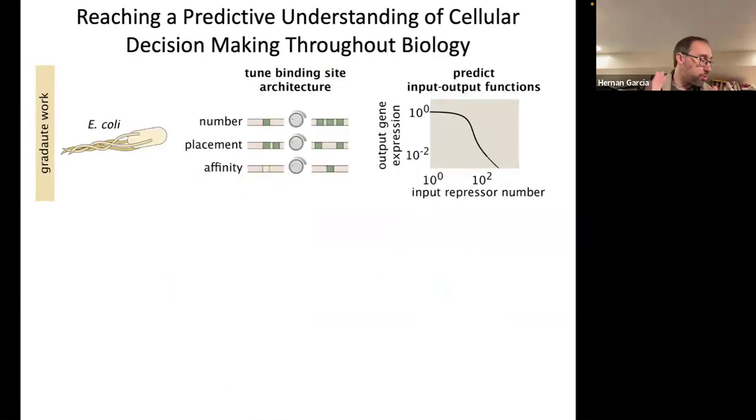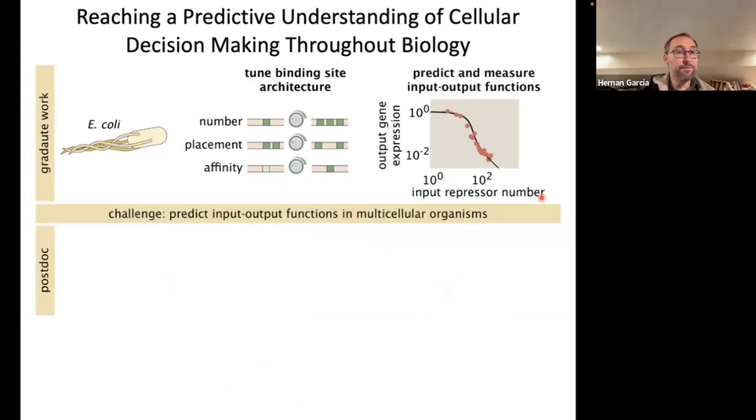Well, just to give you a little bit of a sense of how I got to this place, during my PhD I tried to ask these sorts of questions in the context of bacteria, in the context of E. coli. For example, we developed models that predicted the level of gene expression as a function of the number of repressor molecules and as a function of the number, placement, and affinity of those repressor binding sites. And then we developed technology and went into the lab in order to test those predictions. To a large extent, what we showed is that we can predict these input-output functions with only a few or no free parameters.